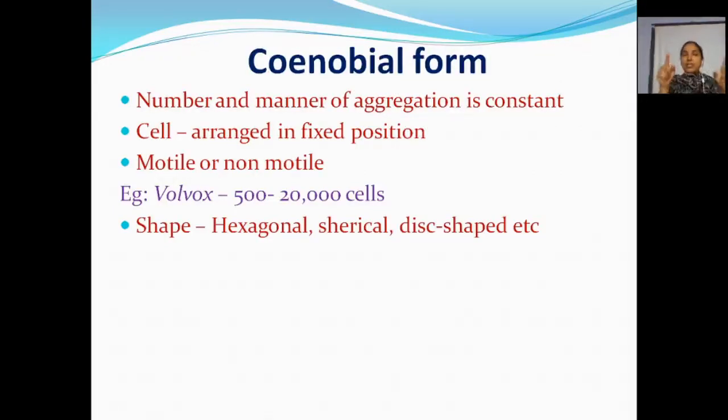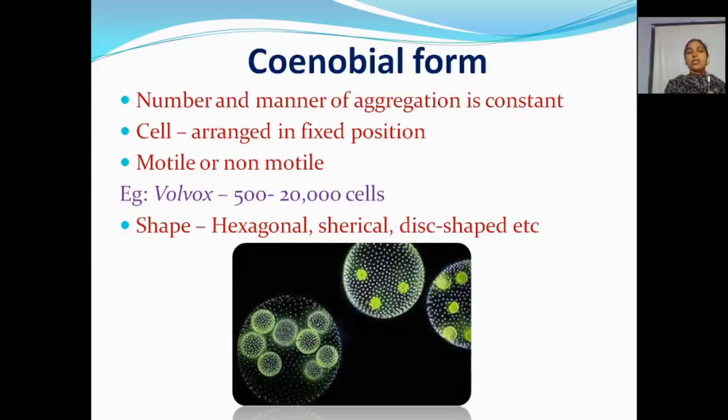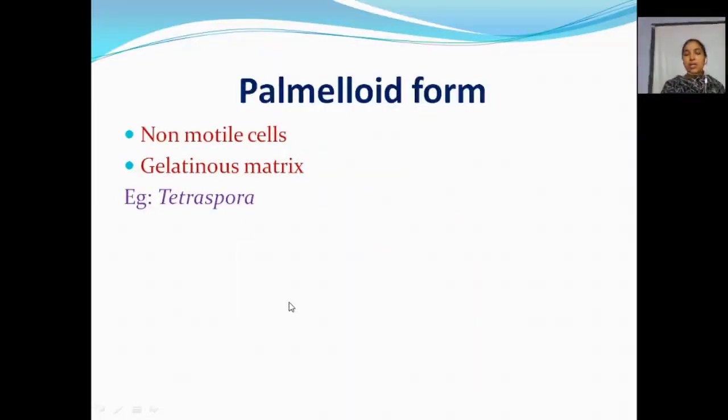And the colony also has a definite shape. The shape may be hexagonal, spherical or disc shaped. I will show you the picture. This is an example of a spherical cenobium, Volvox. What you can see inside are new daughter colonies formed. Once it bursts, these colonies will be released. This is the mother colony and that one is the daughter colony.